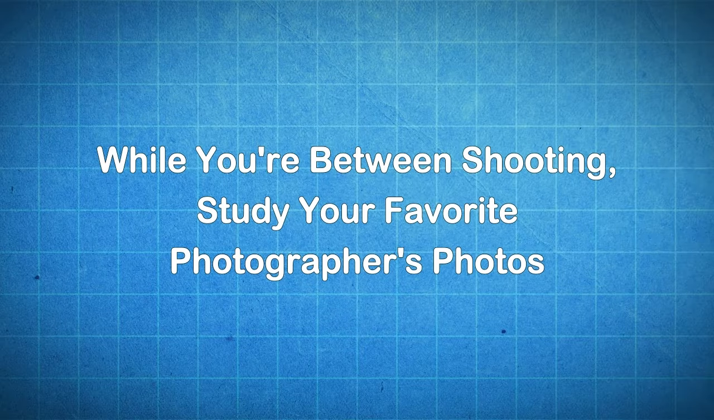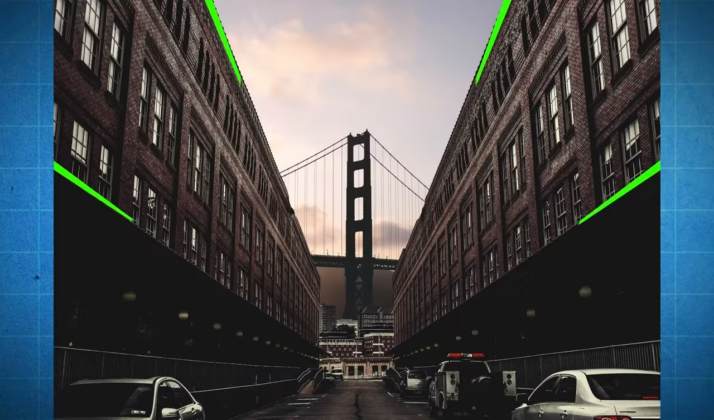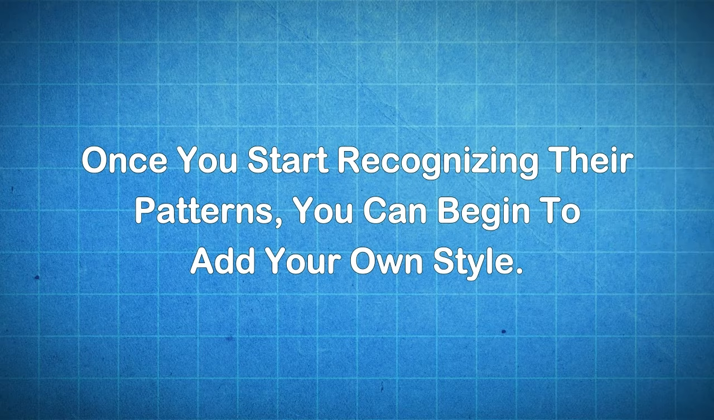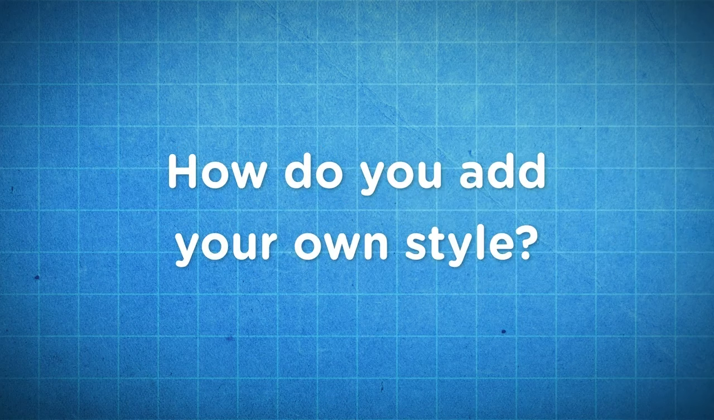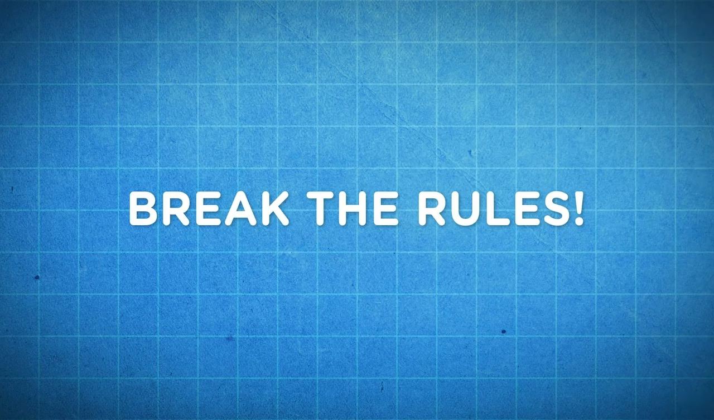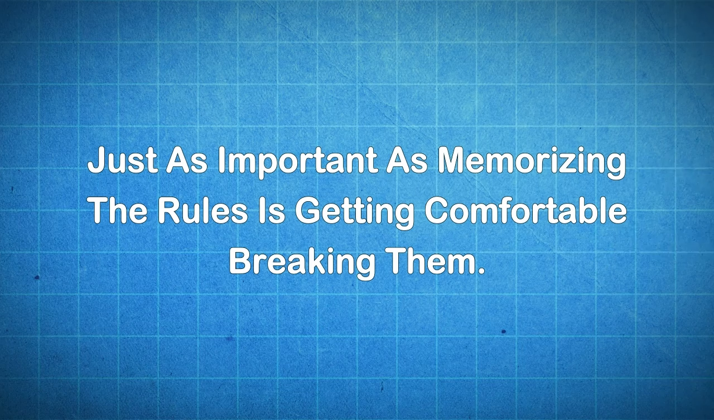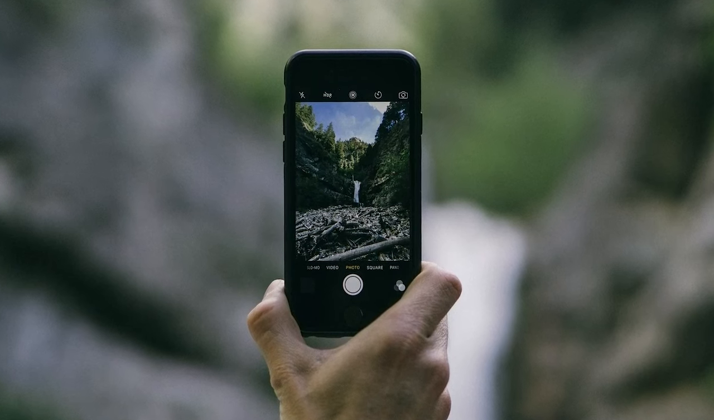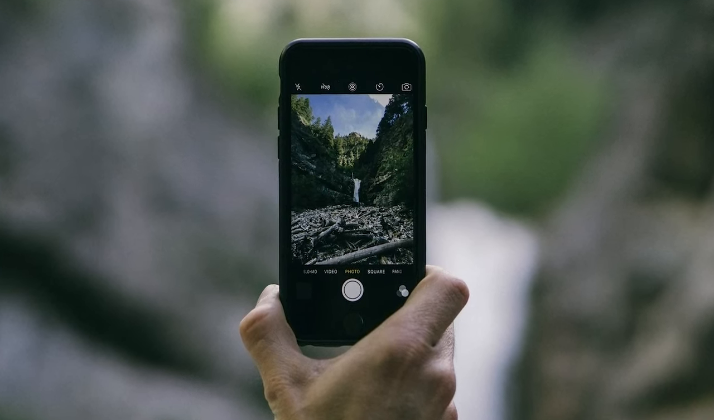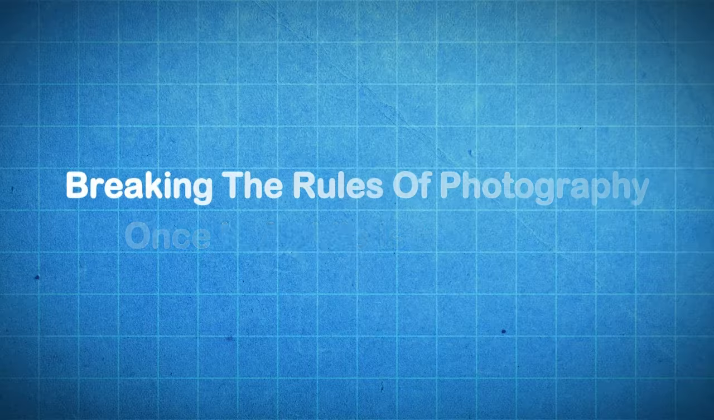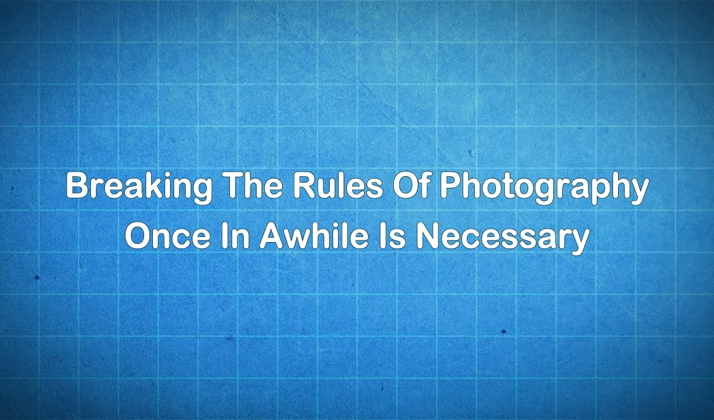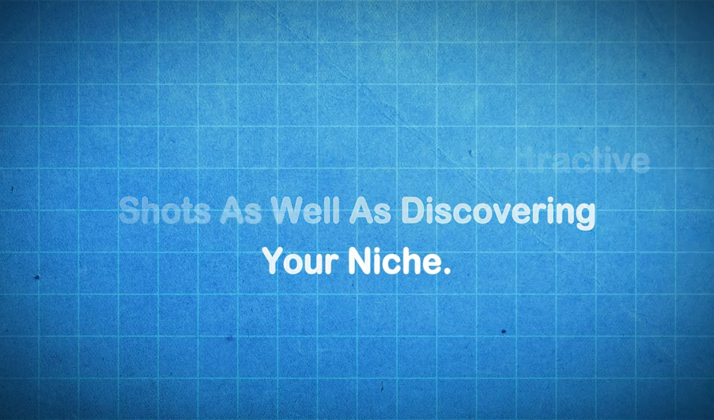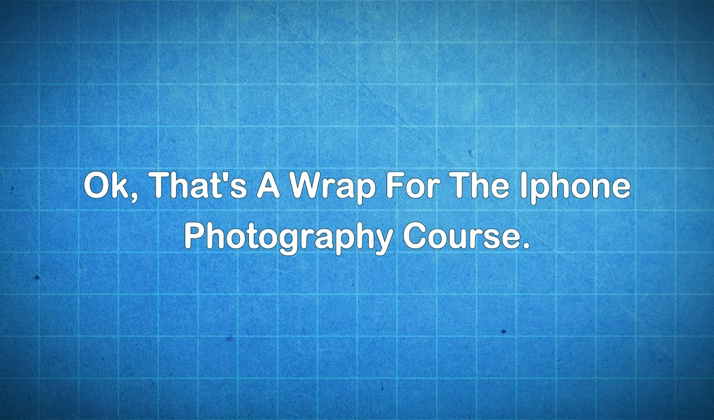While you're between shooting, study your favorite photographer's photos and look for all the elements that we've discussed in this course. Once you start recognizing their patterns, you can begin to add your own style. And how do you add your own style? Break the rules. Just as important as memorizing the rules is getting comfortable breaking them. Photography is a constantly evolving art form because people are becoming bolder and more imaginative with their shots every day. Breaking the rules of photography once in a while is necessary for discovering new and attractive shots, as well as discovering your niche.